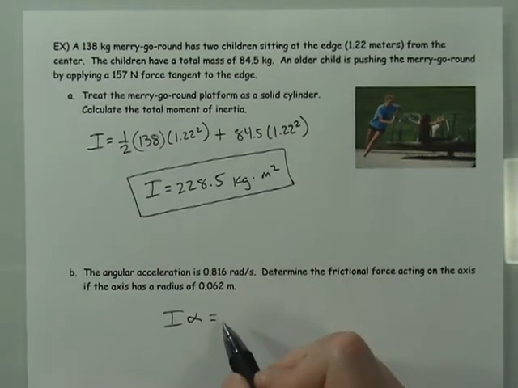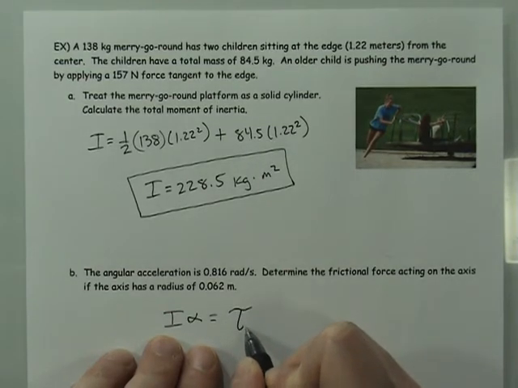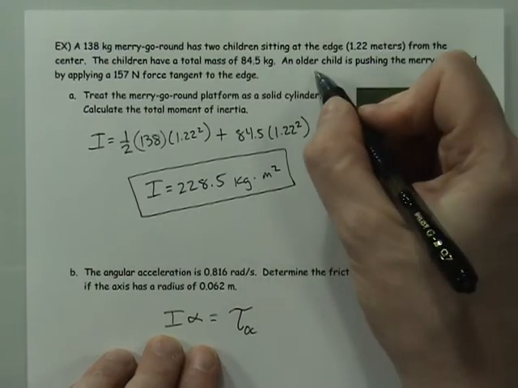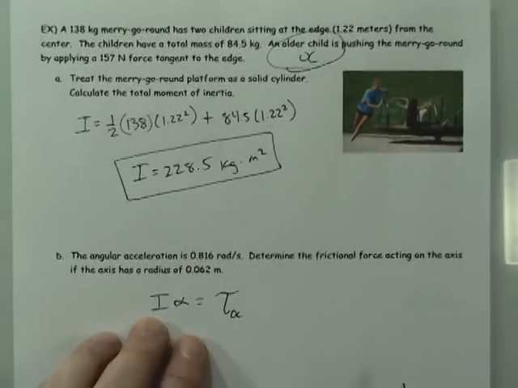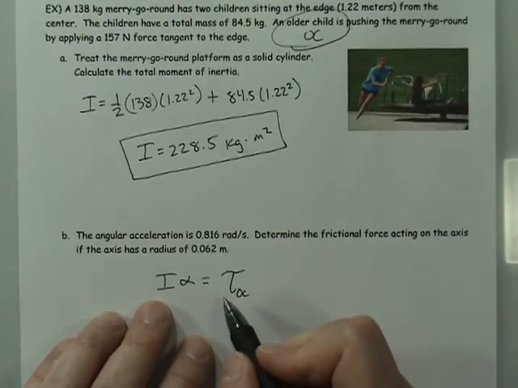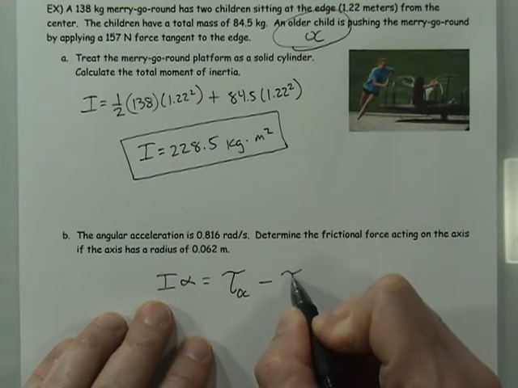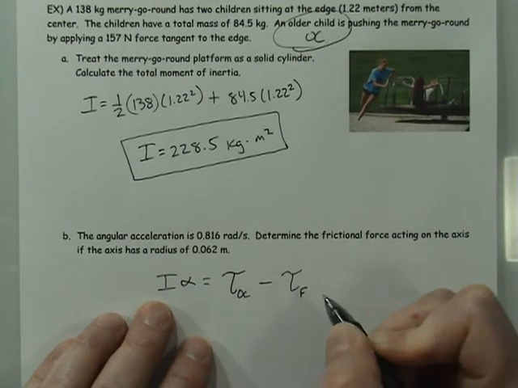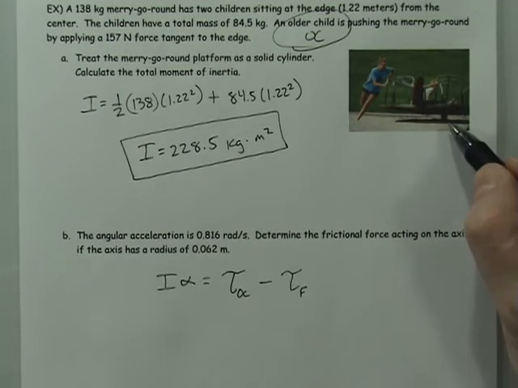But here we're looking at rotational motion. So I'm going to say I alpha is equal to the torque. I'm going to say OC from the older child. So OC, the older child. They are exerting a positive torque. Okay? And then I'm going to say the frictional force is opposing the motion. And that's it. There are no other torques. Those are the only two forces acting on the platform: the girl pushing from the outside and then the frictional force, which is much, much smaller.